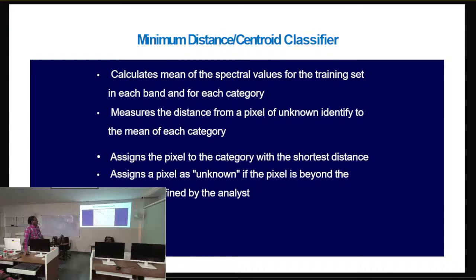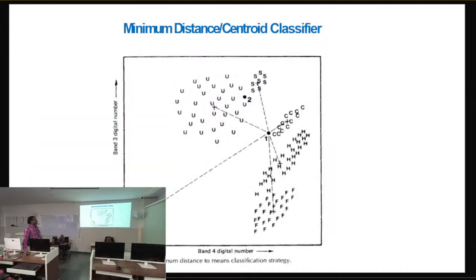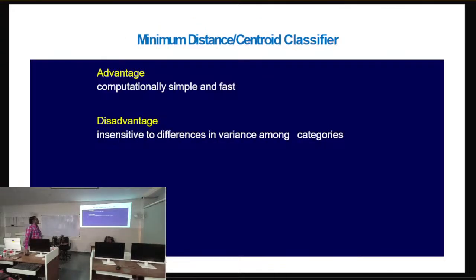And this is what the final output of the minimum distance to centroid classifier looks like. It has classified into different clusters, and each cluster has got the type of class which you have already gained in the training set. So this is another example. This is the pixel, and this has got the minimum distance with respect to this class. So finally, this pixel will be put into this class. The advantage of this one is it is computationally simple and faster, but the disadvantage is it is insensitive to difference in variance among categories.